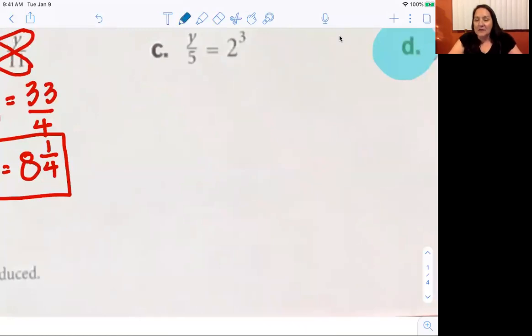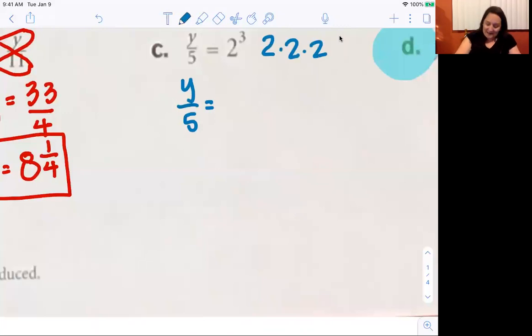Now don't let the exponents throw you off, don't let the fraction throw you off. It's okay, we're going to work it out. Y over 5, or y divided by 5, equals 2 cubed. What should we do first? We should do the 2 cubed first. Remember, it's not 2 times 3, it's 2 times 2 times 2. 2 times 2 is 4, 4 times 2 is 8. So y divided by 5 equals 8, or you could say y over 5 equals 8.